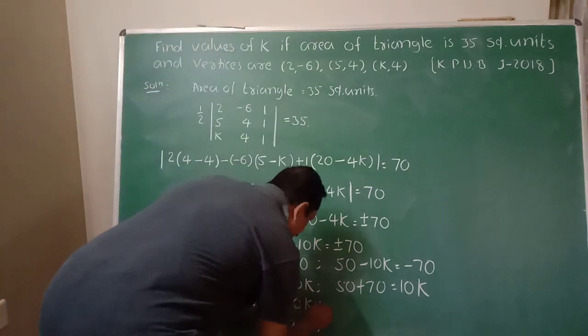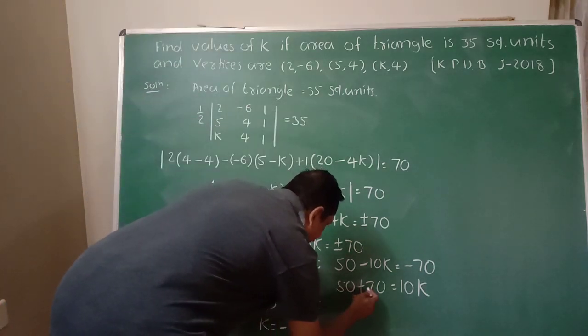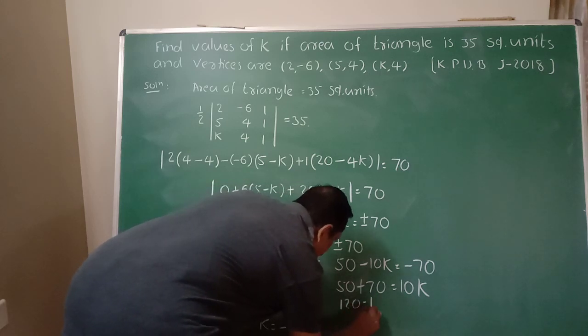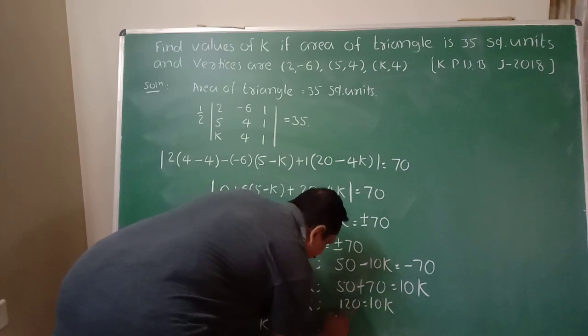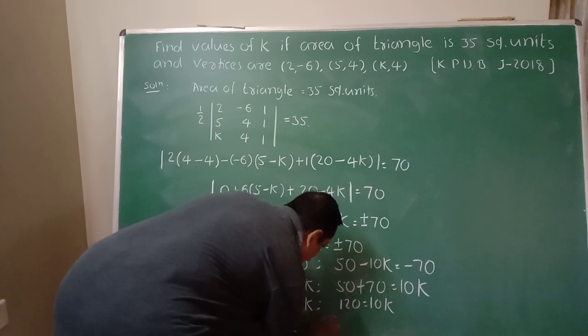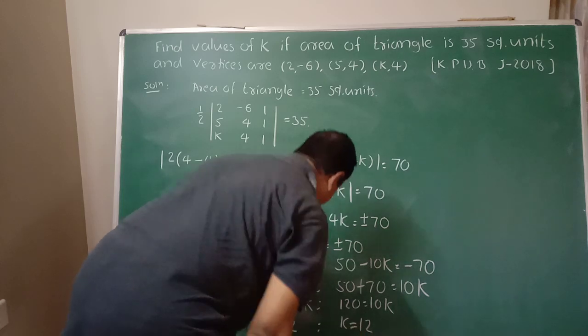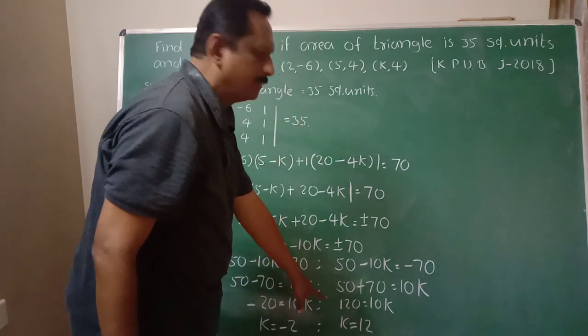And here 50 plus 70 is 120 here, is equal to 10k. 120 divided by 10 gives 12 here. Therefore k is equal to plus 12 here. Hence k value is minus 2 and plus 12 here.